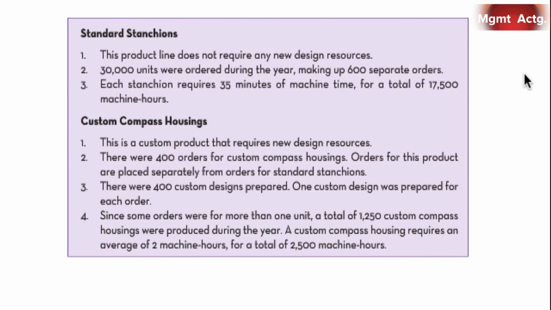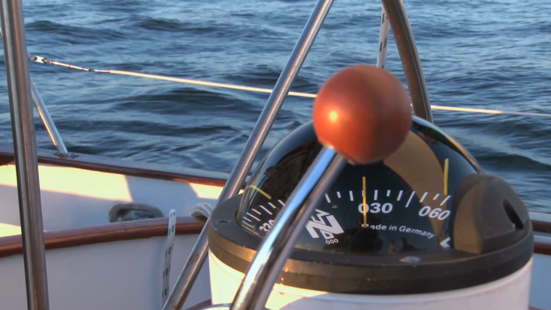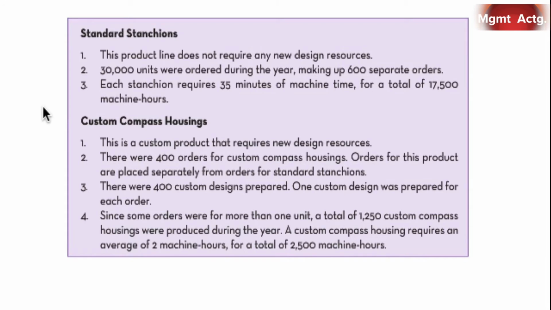So in order to do second stage allocation, we need to identify, well, let's do it for products. Number one, we'll start there. Well, how many products do we have? This particular company has 2 products, the standard stanchions and a custom compass housing. Well, it's not enough to know that we have 2 products. We have to know something about how these 2 products go from raw materials to a delivered good. So we need some description of what goes on.